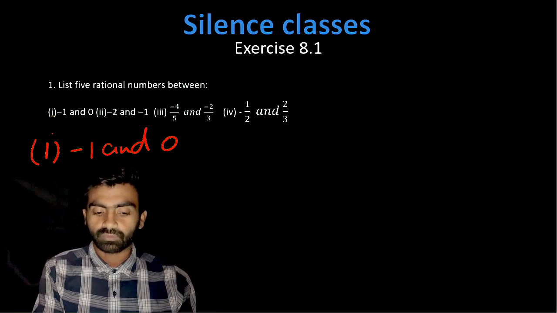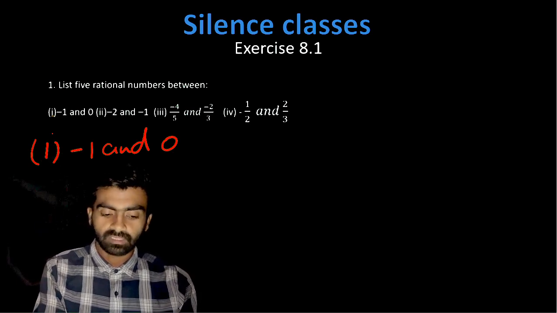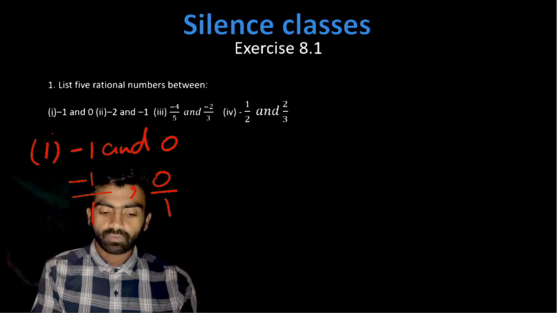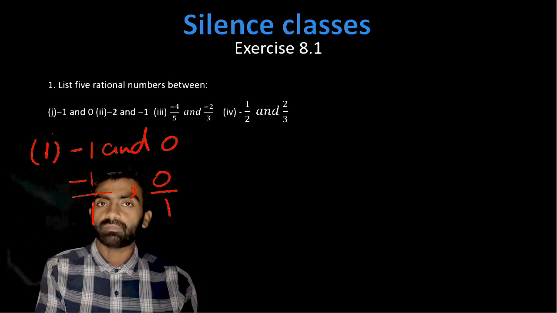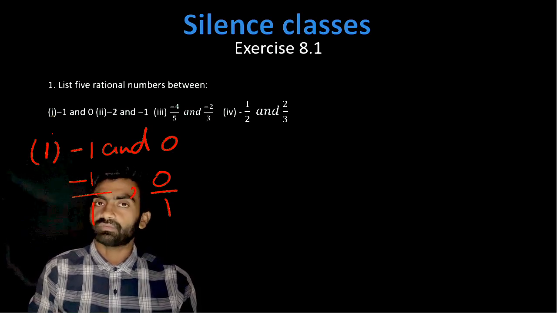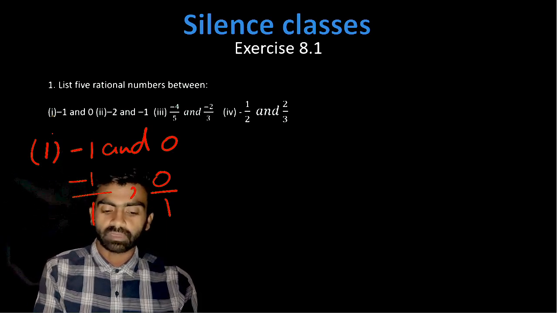First of all, we have to convert these numbers into rational form, so we can say minus 1 upon 1, and 0 upon 1. Now we cannot find it, though the base is the same. Once the base is the same, we just have to check whether there is a gap between the numerators, so we can find the 5 rational numbers, but over here there is no gap. There are no numbers between minus 1 and 0.